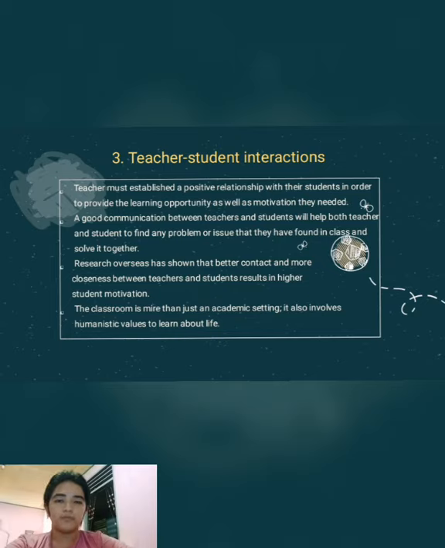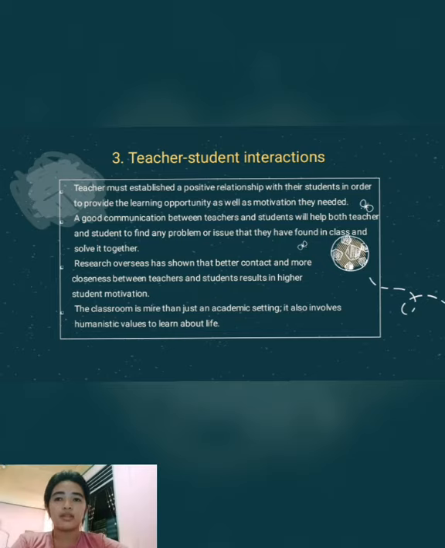The next point is teacher and student interaction. I have four things that I want to share with you. The first thing is that the teacher must establish a positive relationship with their students in order to provide the learning opportunity as well as the motivation they need. The second, a good communication between teachers and students will help both to find any problem or issue that they have found in class and solve it together.